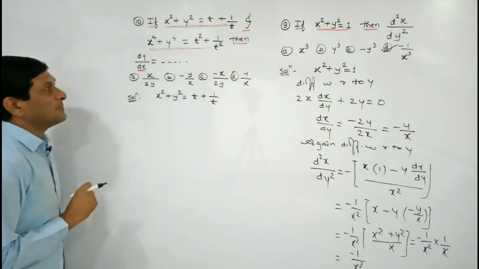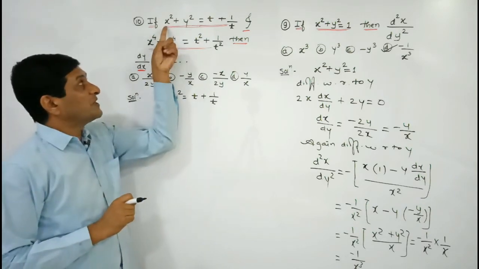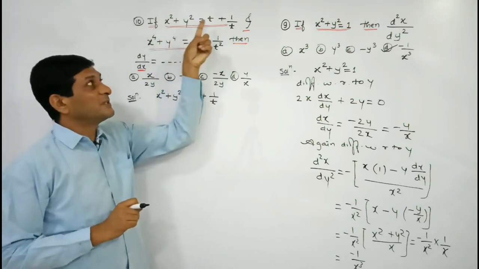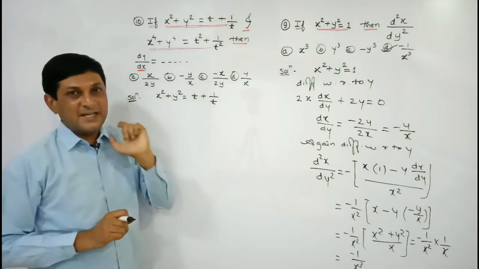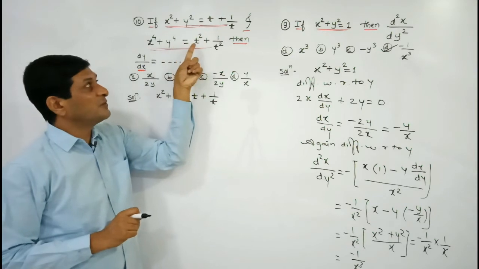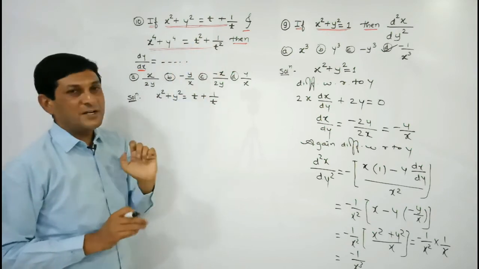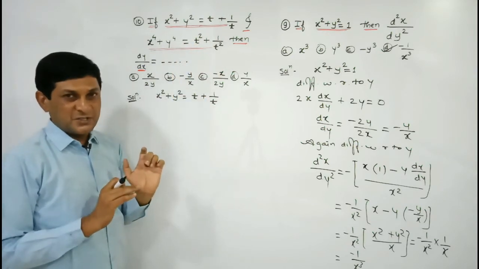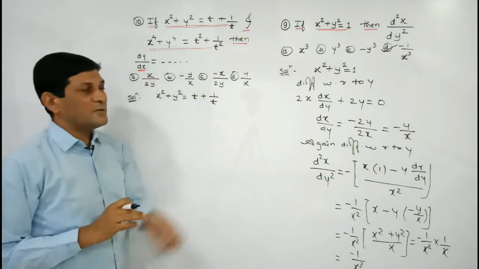Now observe example number 10. In this case, what is the given condition? x square plus y square is equal to t plus 1 by t, and x raised to power 4 plus y raised to power 4 is equal to t square plus 1 upon t square, is the given condition, using which we have to find out dy by dx.